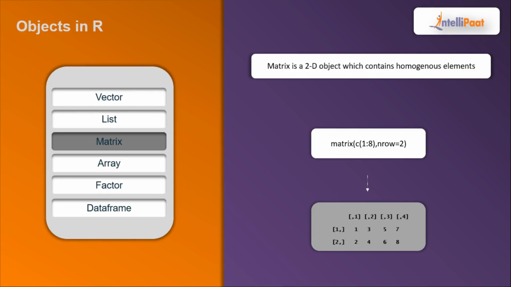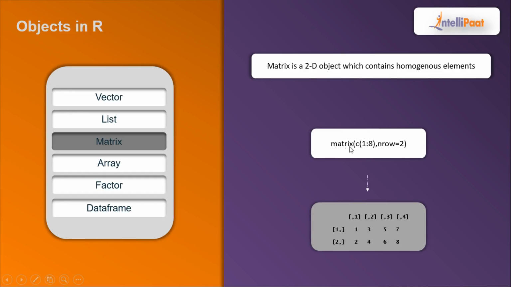Now let's go ahead to the third object, which is a matrix. A matrix is not actually a linear object. It is a 2-dimensional object. So when I say 2-dimensional object, it would have both the rows and the columns. And this matrix would contain only homogeneous elements or elements of similar type. And this is how you can create a matrix.